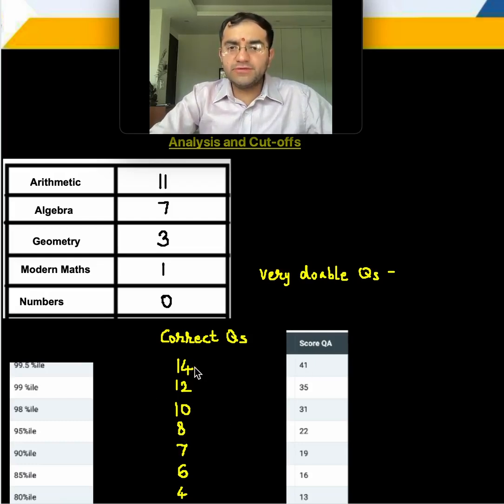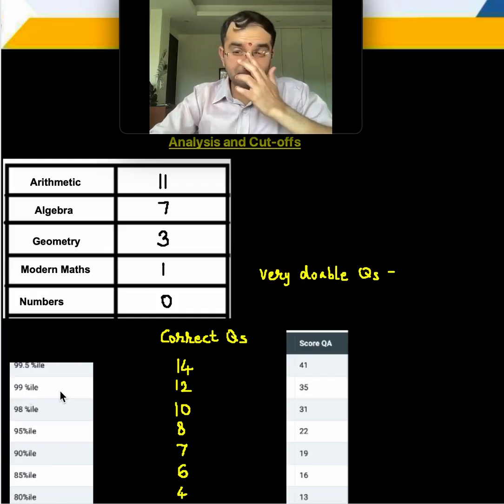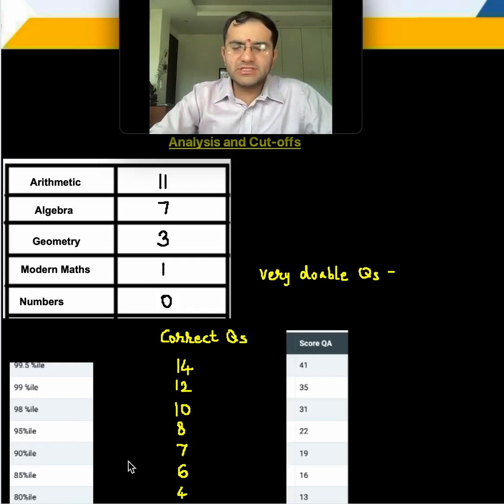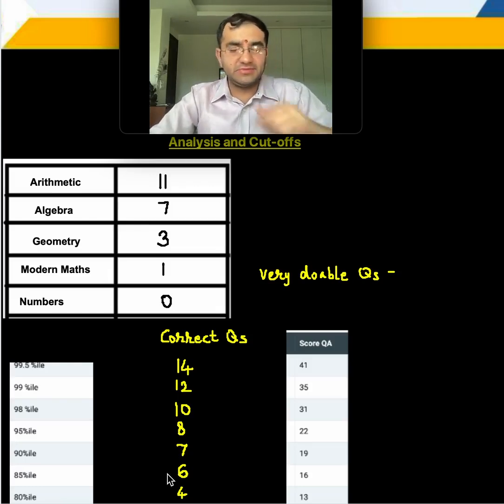So of course if you were the topper, that was around 14 correct questions, 42 marks. 12 3s are 36. 12 correct pe you have your 99 percentile, and then 10 correct pe you have your 98 percentile. 8 correct pe 95 percentile, and just if you are a very average sort of student, or you had just a very very bad day, 6 questions correct karne pe you would get your 85 percentile.